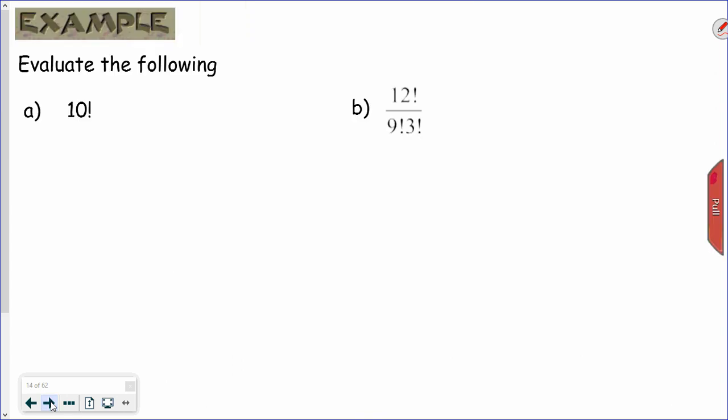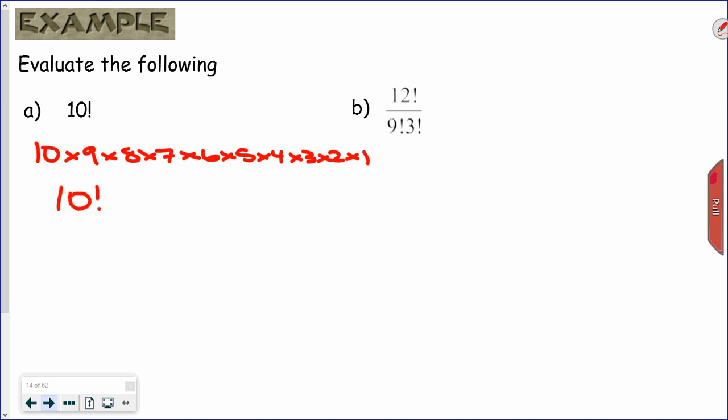So the first part of this is just to evaluate the following. When you do these questions, you have two options. The first option is to simply punch in 10 factorial, times 9, times 8, times 7, times 6, times 5, times 4, times 3, times 2, times 1. However, if you know where your factorial button is, you simply just have to punch in 10 factorial, and you will get the answer, which is 3,628,800.